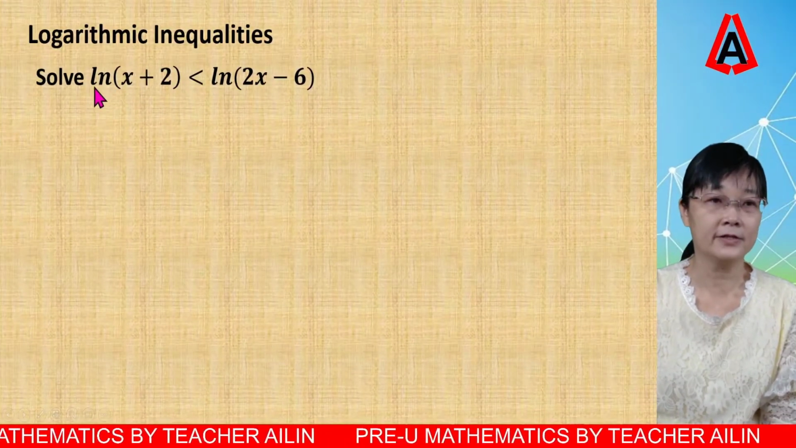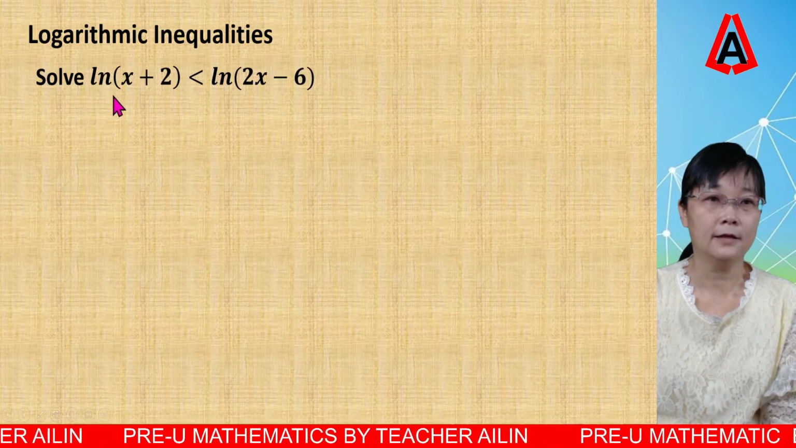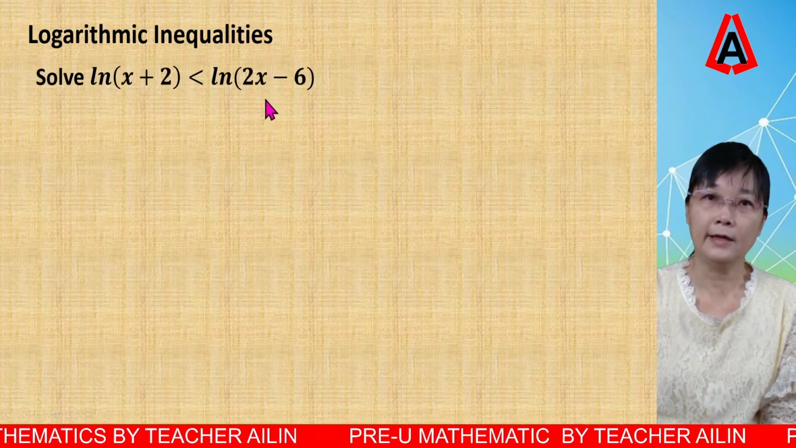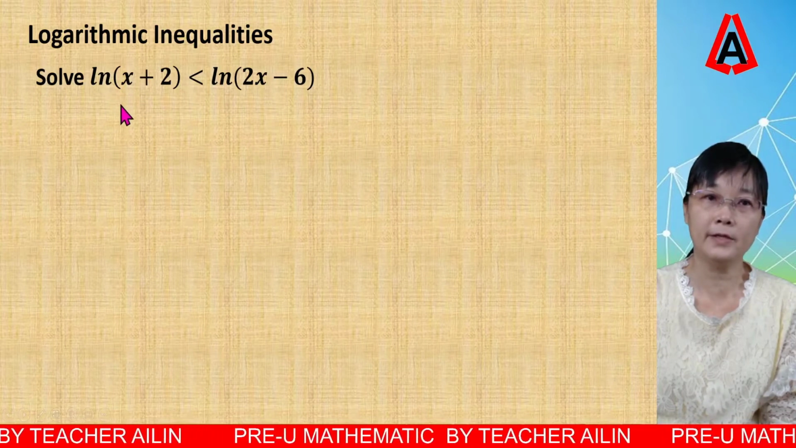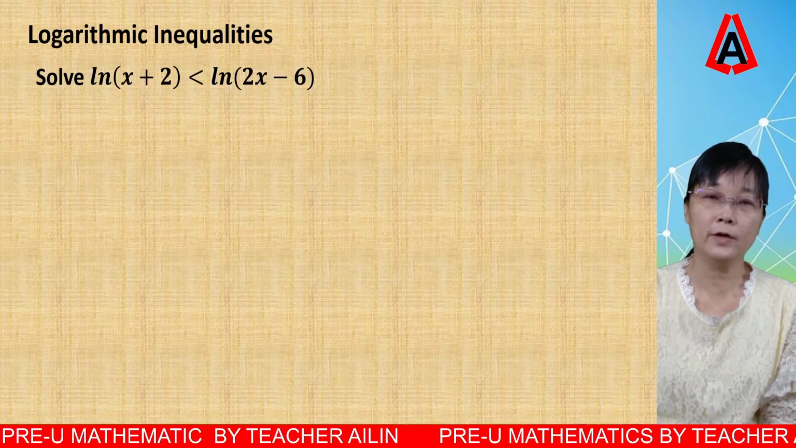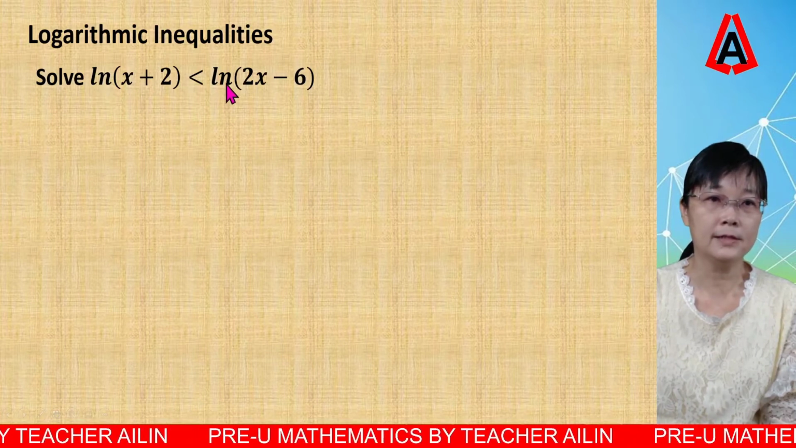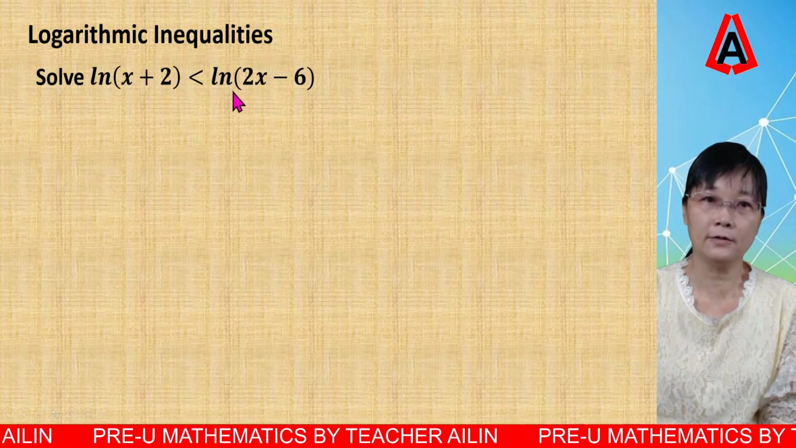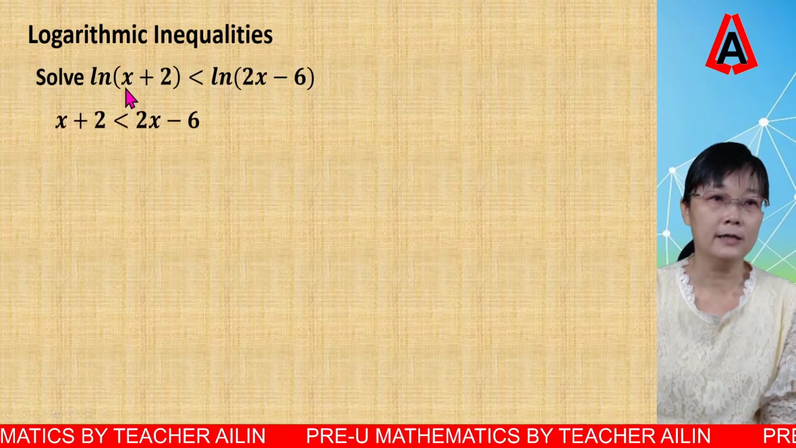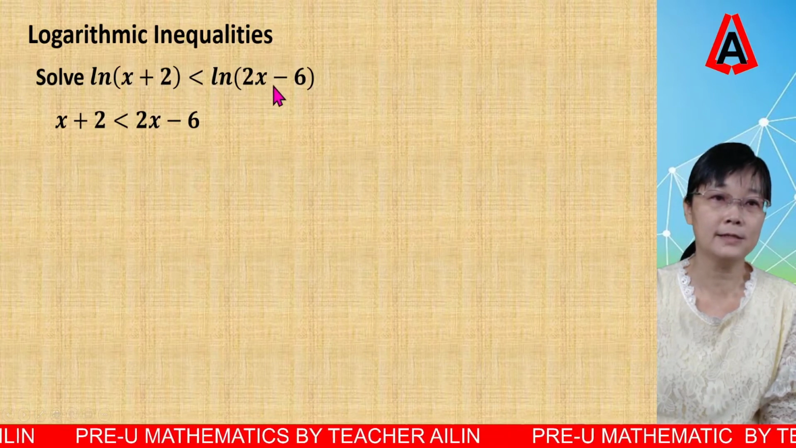Now let's try this question. Solve this inequality. So notice that on the left hand side and right hand side, there is ln. And we know that ln is the logarithm with base e. And e is a value 2.718, which is greater than 1. So since the base is the same on the left hand side and on the right hand side, and the base is greater than 1, this means that x plus 2 is also less than 2x minus 6.